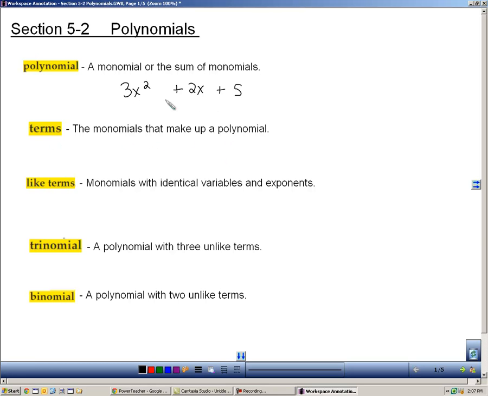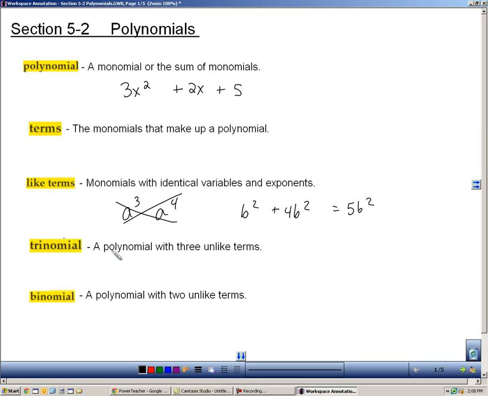So here this one has 3 terms, 1, 2, 3. Like terms are monomials that have identical variables and exponents. So something like a to the third and a to the fourth, those would not be like terms. But b squared and 4b squared, those would be like terms, and you could add them together. And if you were to add them together, you get 5b squared. It's legal to add like terms, but you can't do anything with terms that aren't alike.